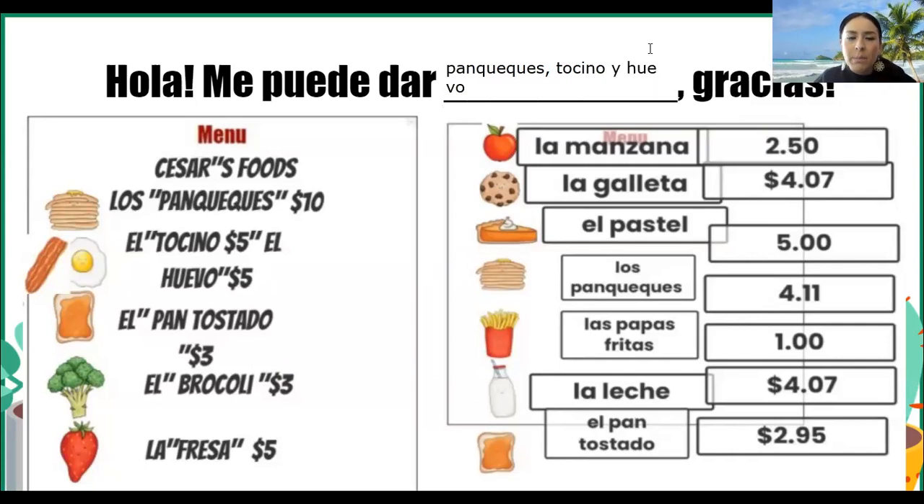And let's see. Let's practice saying that. Hola, ¿me puede dar panqueques, tocino y huevo? Gracias. Now your turn. Write down the 3 things that you want to order and practice saying it out loud. Hola, ¿me puede dar panqueques, tocino y huevo? Gracias. Beautiful. Okay, estudiantes.